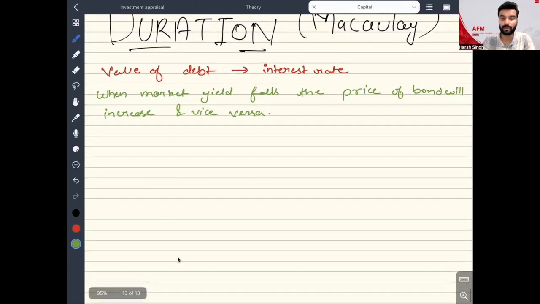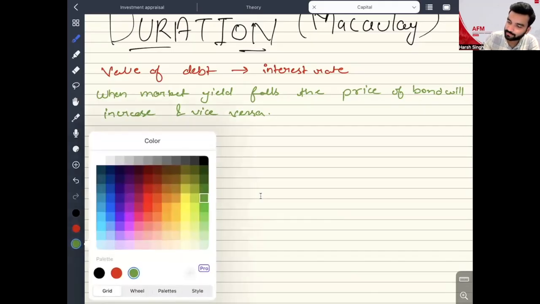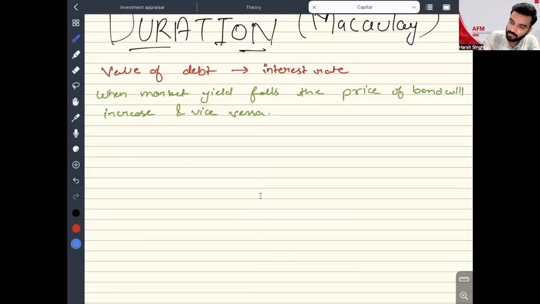How to calculate Macaulay duration is also very important. We'll solve one simple question as well, but it is not that tough. There's a formula that we need to follow, everyone. The formula is a bit time-taking at first. First of all, you have to find out the present values. Then take present value multiplied by that particular year.